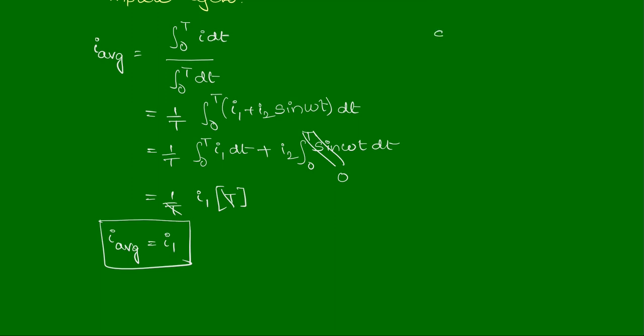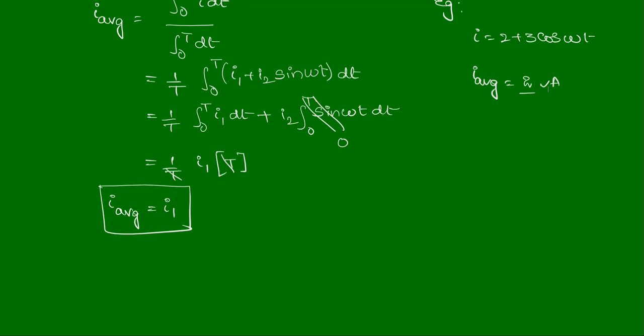That means if suppose you are having one question like this, if you are given I is equal to 2 plus 3 cos omega t, and they are asking what is I average for this current, I average will be equal to 2 only, 2 amperes. This kind of questions you can expect here. This is about the average value of current.